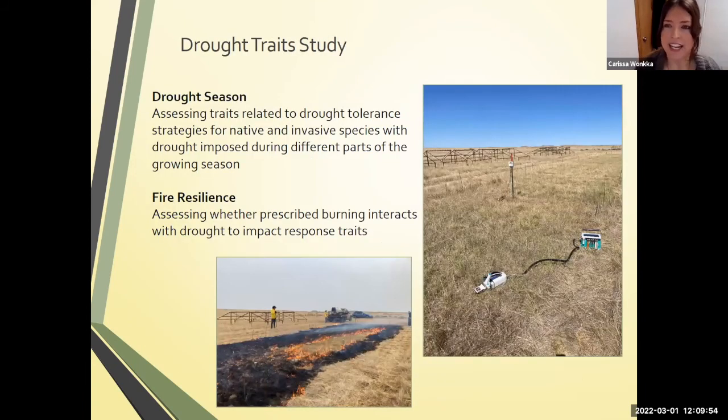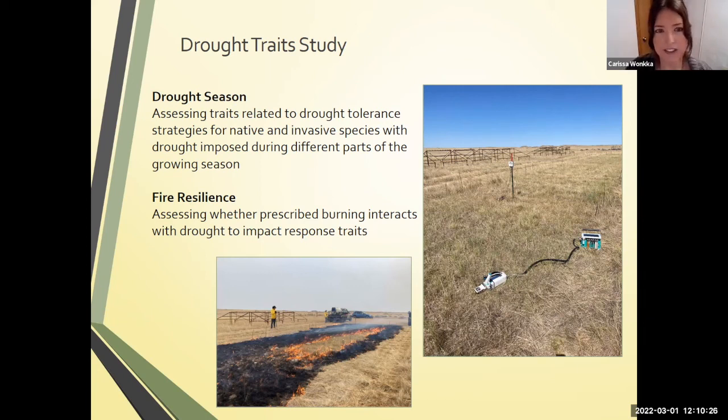And so to try and get at some of this, we set up a drought study where we're looking at the traits that are related to drought tolerance strategies for both native and invasive species, conducting this study out at Fort Keogh with Lance Vermeer. And we're looking at drought imposed during different parts of the growing season. And he's been doing this drought imposition for a long time where he has spring drought, a summer drought, and a fall drought.